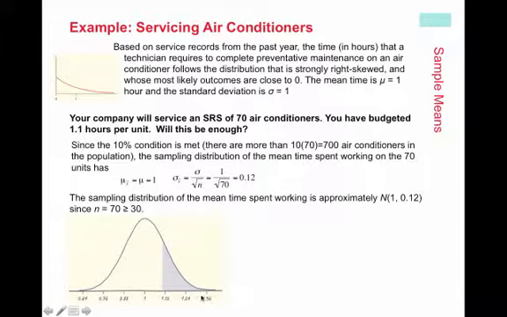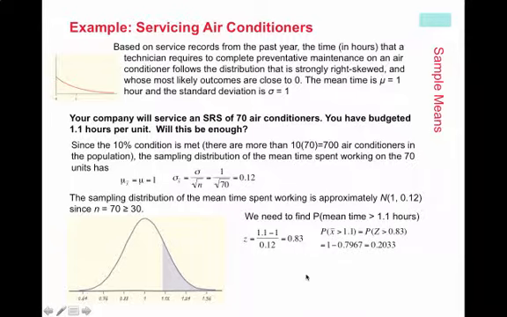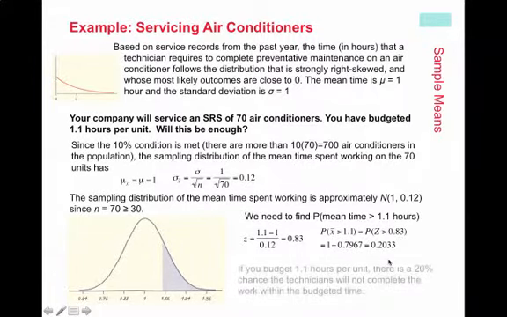We're looking for greater than 1.1. We need to find the probability that the mean is greater than 1.1. Our z-score, table A or calculator, we get 0.2033. If we budgeted 1.1 hours per unit, there's a 20% chance the technicians will not complete the work within the budgeted time. This shaded in area right here, greater than 1.1, that's the percentage where they are not completing their work in the allotted time.